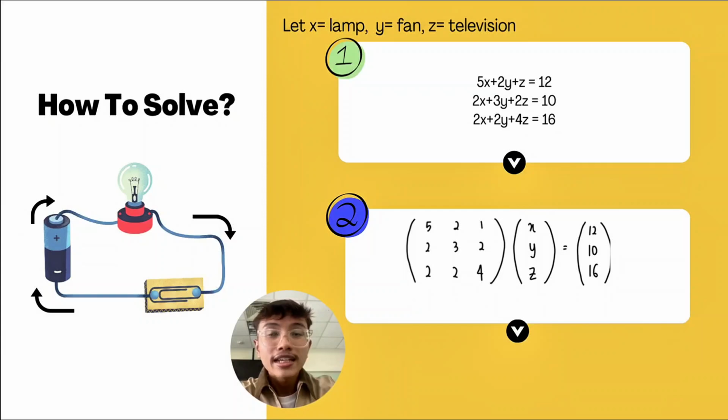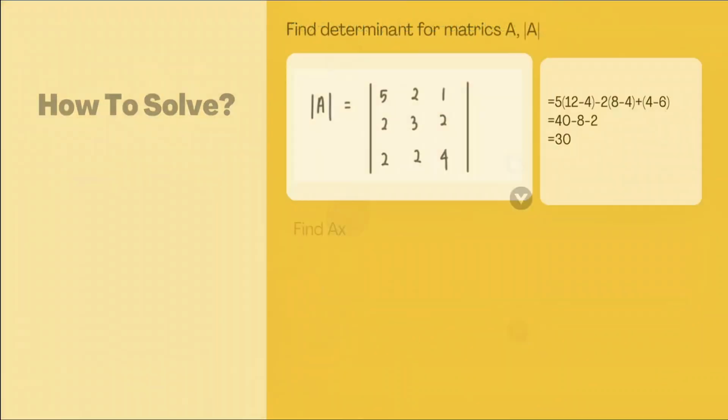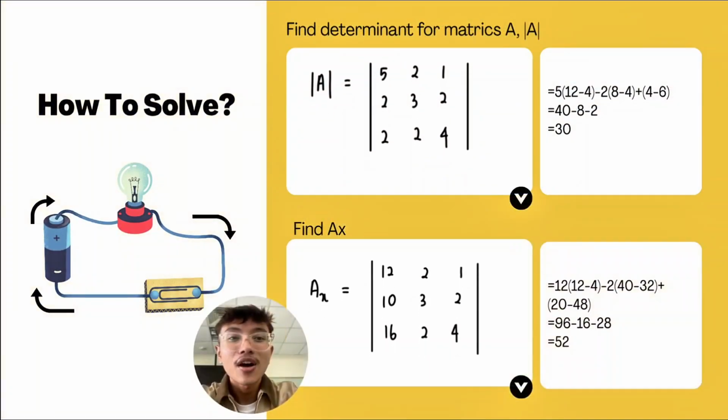We need to let x equal the lamp, y equal the fan, and z equal the television. The first step, we need to identify the linear equations. The second step, we change to the matrix equations. Next, we need to find the determinant of A. Here we have the matrix A, where row 1 is 5, 2, 1, row 2 is 2, 3, 2, and the third row is 2, 2, 4.